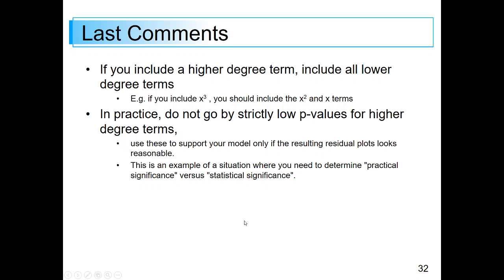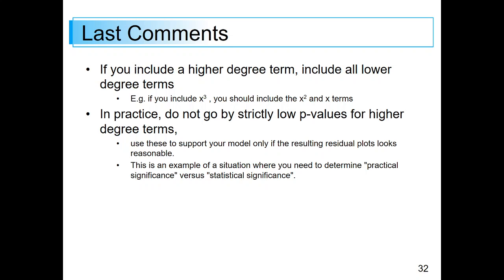If you do include a higher degree term, include all lower degree terms. That is, if you include the big brother, you got to take the little sister and little brother along with you. So if you include x to the third, you must include the x squared and x values. And because of that, you should not go strictly by low p-values for higher degree terms. And you should use these models, or use these predictors to support your model only if the resulting residual plots look reasonable. And again, this is an example where you need to determine practical significance versus statistical significance.